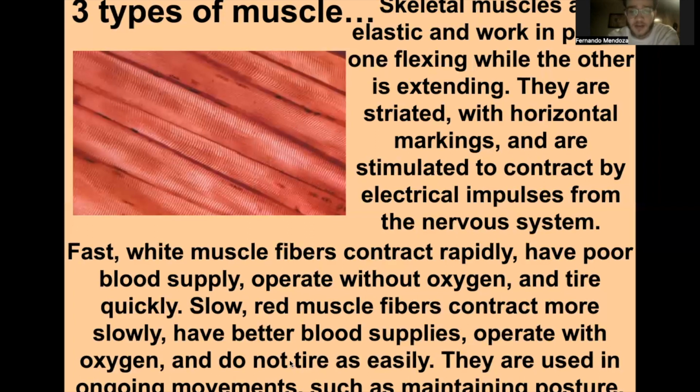And they do not tire as easily as the white muscle fibers, but they are used for ongoing movement, such as maintaining posture. That's why we need these working pairs to maintain a posture, because when one contracts, the other one must extend to stabilize the body and to maintain this posture and this equilibrium of the body. Without this system, we are going to fall, and we don't want that, right?